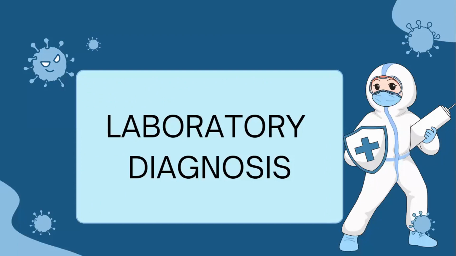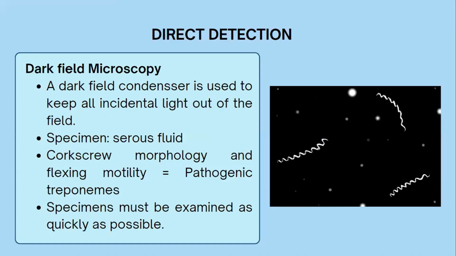Now let's move on to the laboratory diagnosis of syphilis. Direct detection of spirochetes can be accomplished by dark field microscopy or fluorescent antibody testing. The performance of either test requires that the patient have active lesions. Primary and secondary syphilis can be diagnosed by demonstrating the presence of Treponema pallidum in exudates from skin lesions.